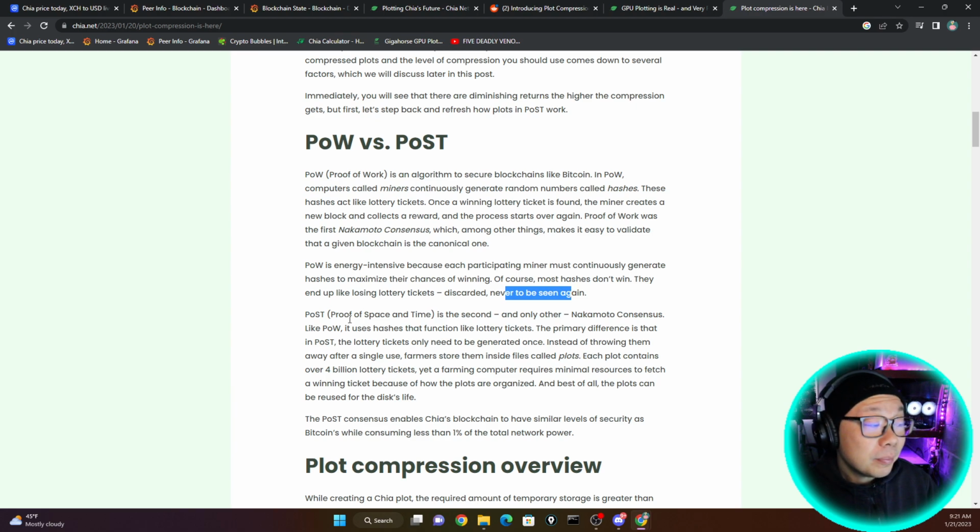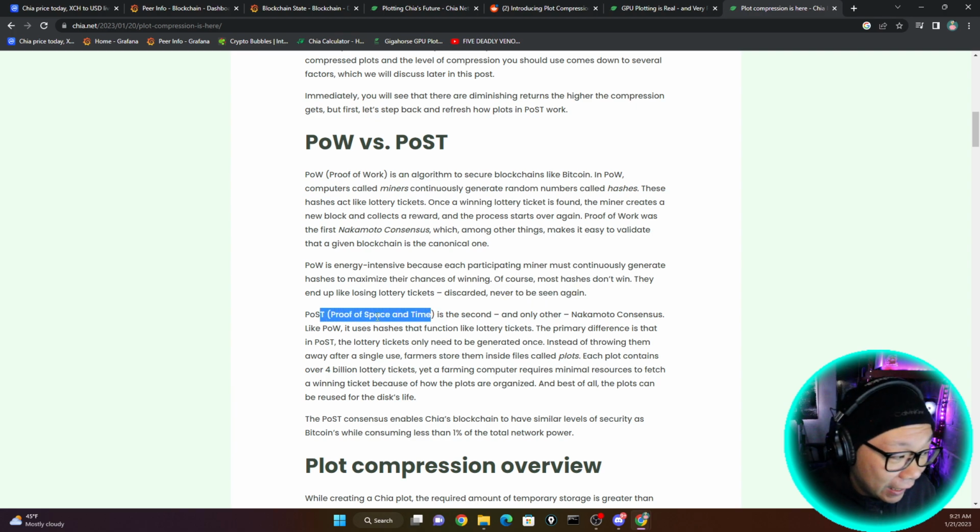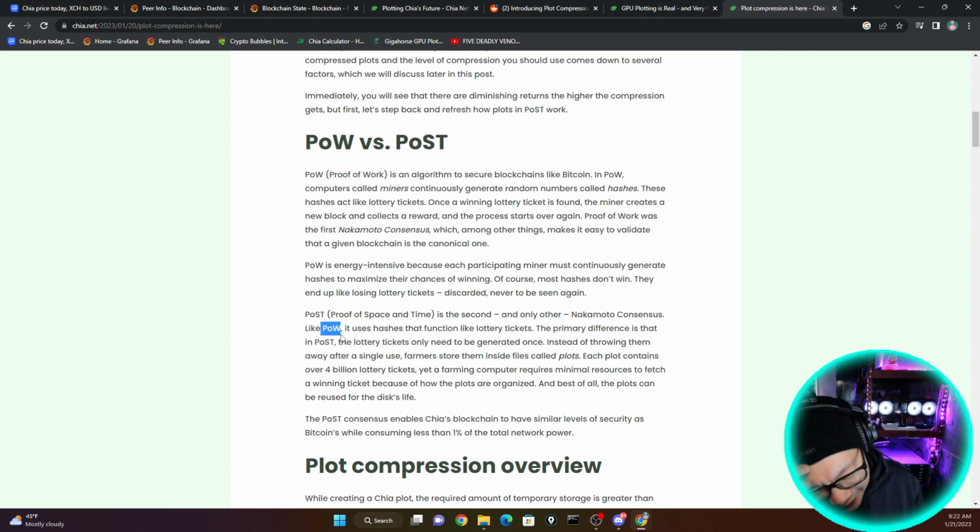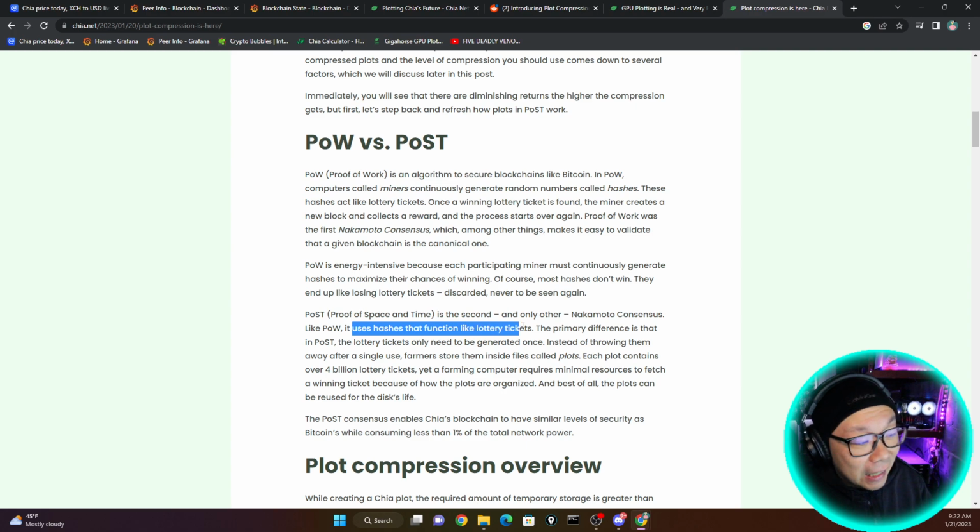All right. POST, on the other hand, proof of space and time, is the second and only other Nakamoto consensus like POW. See, that's where the confusion comes in. You're saying POST is not POW, but like POW. It's just the wording. They are saying POST is like POW, right here in front of your face: POST, like POW, uses hashes that function like lottery tickets.